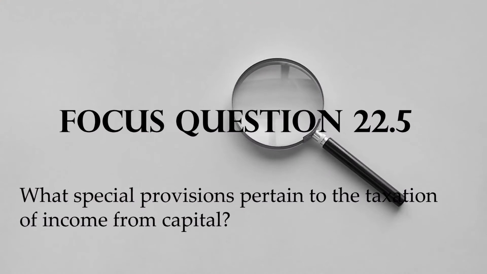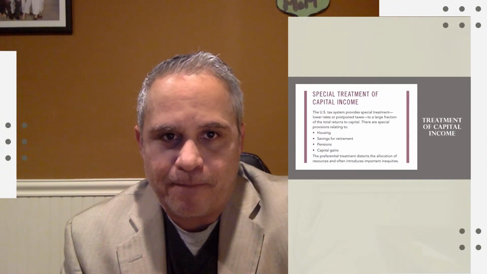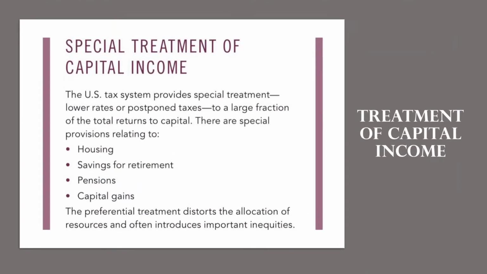What special provisions pertain to the taxation of income from capital? So, treating capital income, the U.S. tax system provides special treatment or concessions, lower tax rates, or even postponing taxes to those individuals that have income from capital or capital gains, right?